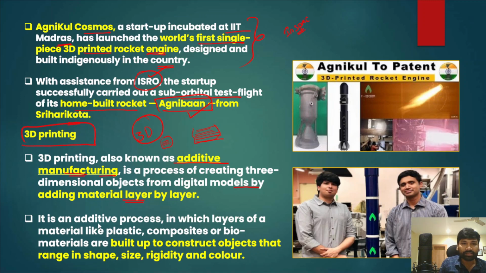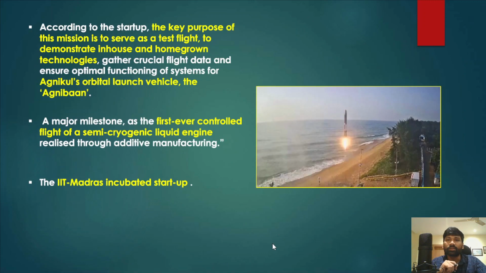In fact, this 3D manufacturing is known as the additive process, in which layers of material like plastic, composites, or biomaterials are built up to construct objects that range in shape, size, rigidity, and colors. So this Agniban, or this engine of Agniban, was also constructed through 3D models, or 3D printing.